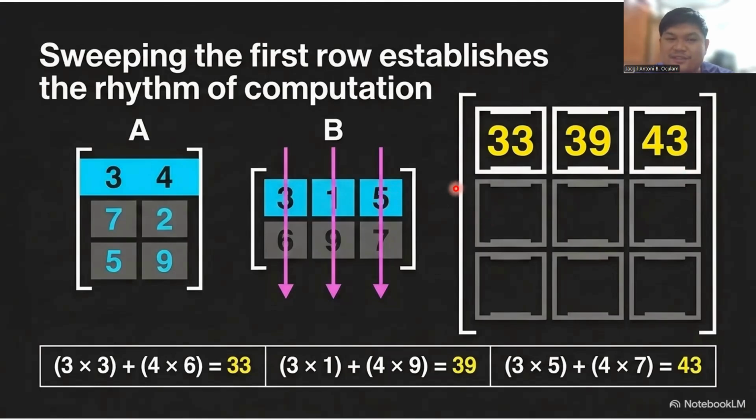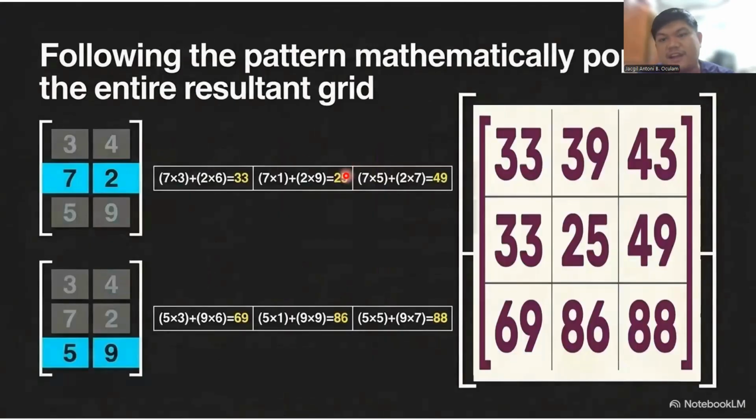Very, very easy. Afterwards, since you've distributed all of row 1, you can now proceed to distributing row 2. Just like in distributing row 1, row 2 will be distributed to column 1, column 2, and column 3. Afterwards, distribute row 3 to columns 1, 2, and 3. And that will yield a final answer of 33, 33, 69, 39, 25, 86, 43, 49, and 88.